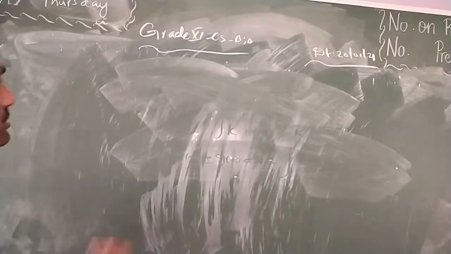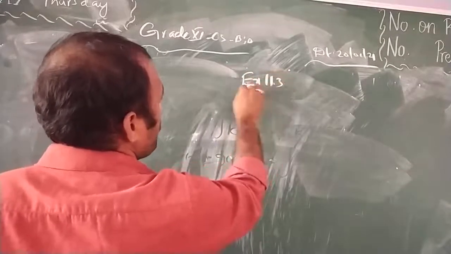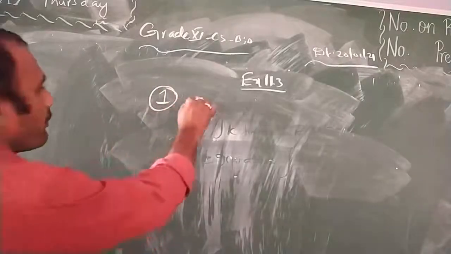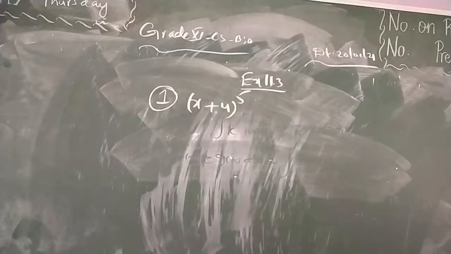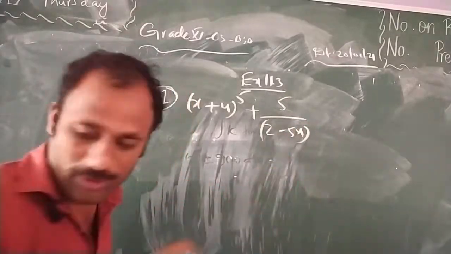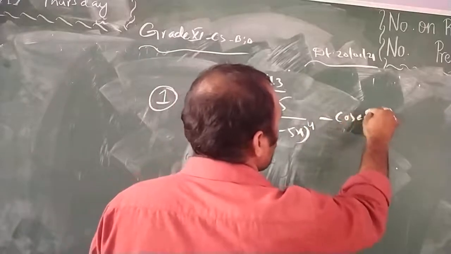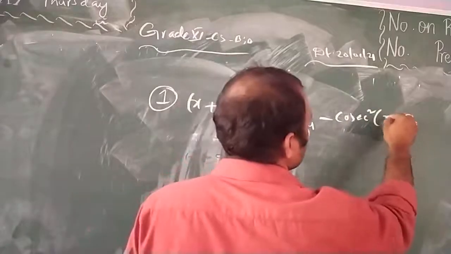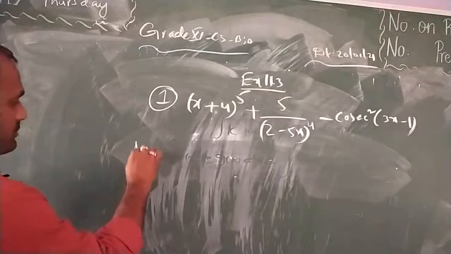Exercise 11.3, first question. The question is: (x plus 5) whole to the power of 5, plus 5 by (2 minus 5x) whole to the power of 4, minus cosecant square of (3x minus 1). So let us see how to do this.